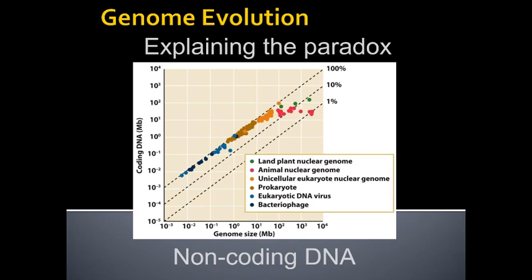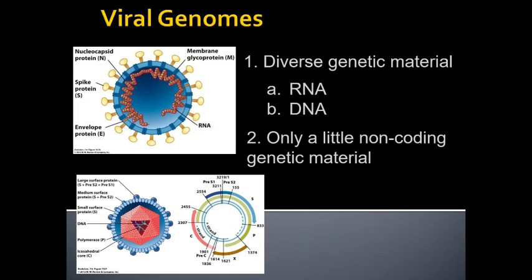their genomes. They have smaller genomes, not as small as most viruses, although there is some overlap, but they all have very, very little non-coding DNA. So that's the main difference between eukaryotic genomes and the genomes of prokaryotes and viruses. So let's take a look at viral genomes.